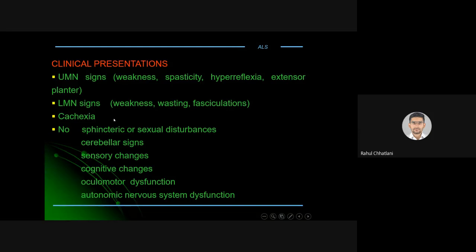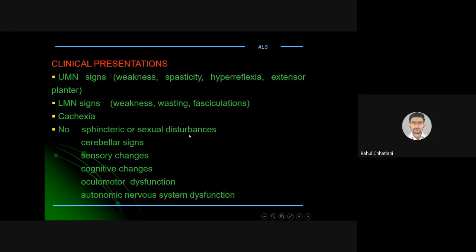Also, there is one other condition that we are going to discuss. Except motor neuron diseases, we are going to discuss the muscular dystrophies. In that also, we'll be discussing the term cachexia. You will come across the term in muscular dystrophies.